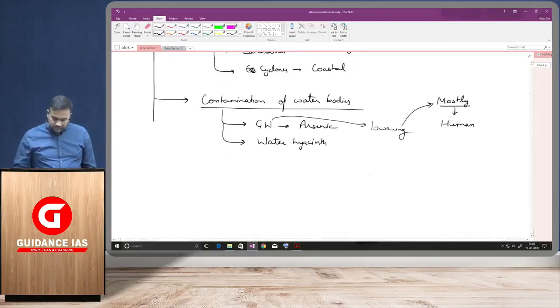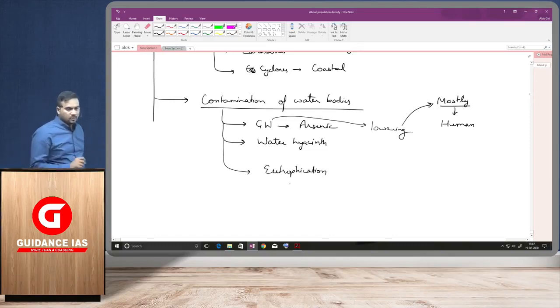Also you can understand other problems like the problem of eutrophication of the water bodies.